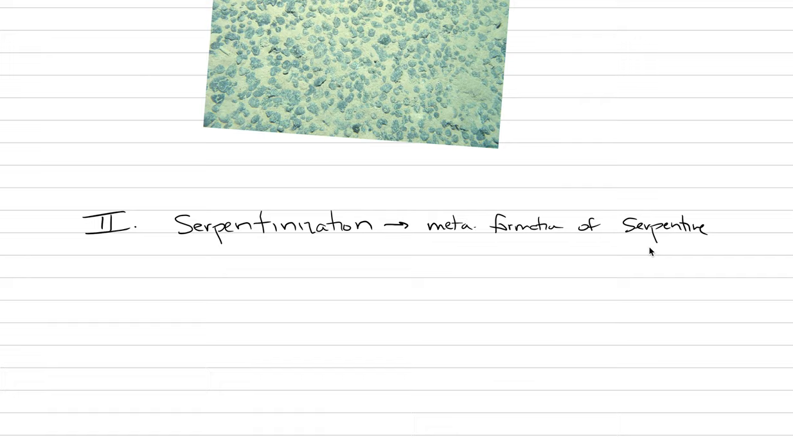So the second topic of today's special metamorphism is serpentinization. We're forming the rock called serpentinite via metamorphism. Serpentinization: we are going to metamorphically produce serpentine. The text talks about this metamorphic process on pages 596 to 597. So go ahead and take a look at that.